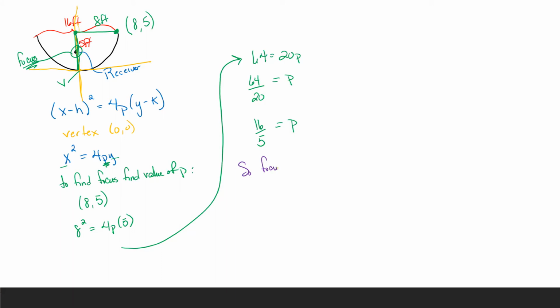Okay, so now, the whole reason we did this was to find the focus. So, the focus, remember, it's going to be h, comma, k plus p, because the focus is inside the parabola, remember? So you add to get inside. Well, I know h. H is 0. I know k. K is 0. And now I know the p value, which is 16 fifths. So my focus is at the point 0, 16 fifths.